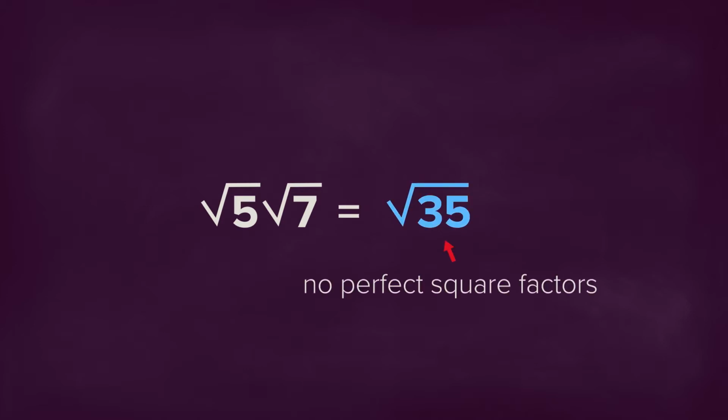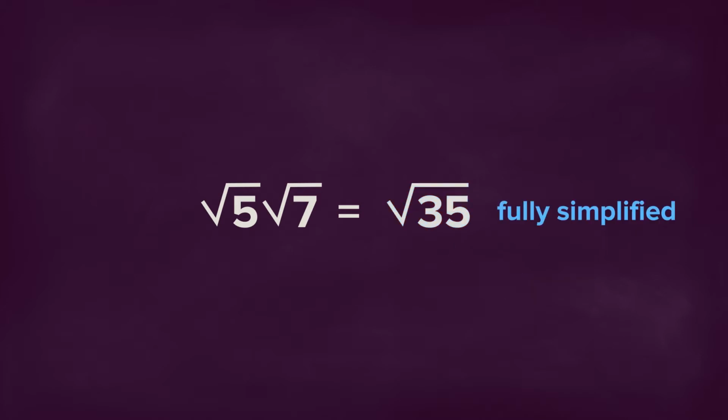Okay, look at this problem. We have one term with two radical factors, so we have to simplify. The square root of 5 times the square root of 7 equals the square root of 35. The square root of 35 has one radical with no perfect square factors in the radicand, so it's fully simplified.